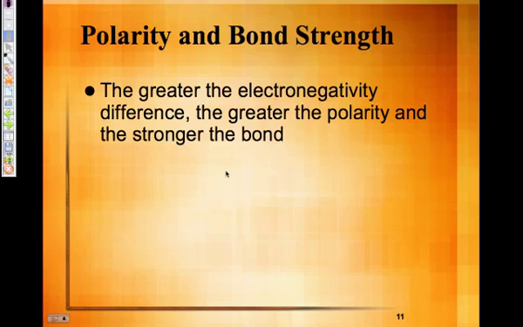And the greater the electronegativity difference, the greater the polarity and the stronger the bond also. So the closer you get to that 3.3 in difference of electronegativity, the stronger the bond is, because the more electronegative atom is going to hold on to those electrons more strongly. I'm not going to be able to pull them away very easily.